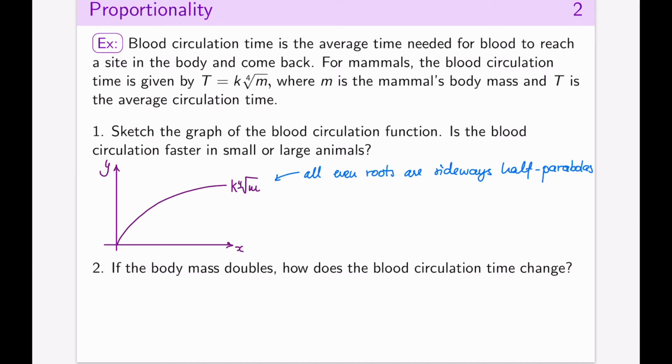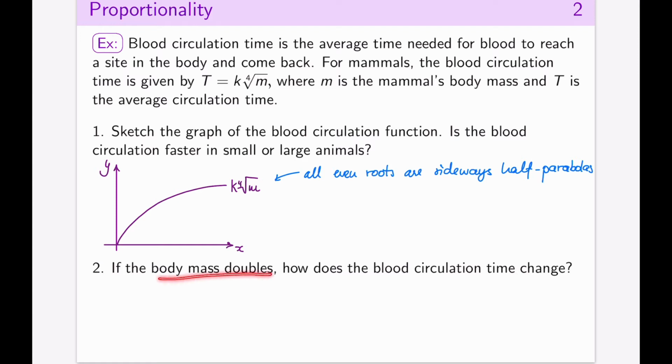So it looks like in large animals, the blood circulation time slows down. This also makes sense in practice, right? If you think about blood circulation in, let's say, an adult human versus a kid, the blood has less body to circulate through in a smaller mammal, and therefore it will circulate through faster in them.